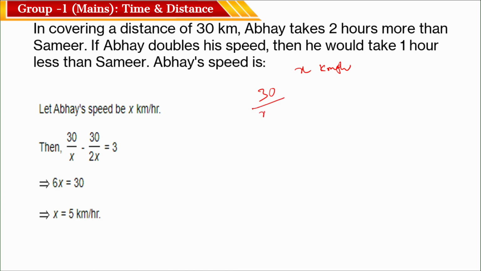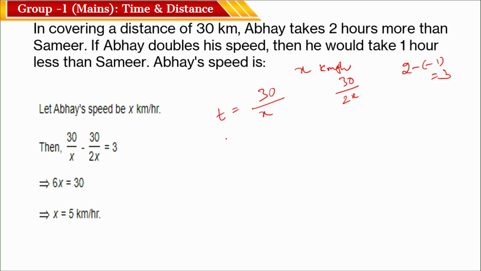Distance by speed is equal to time, as you know. So, t is equal to 30 by x. But for the same distance 30, when he doubles his speed, so you are saying x is the speed of Abhay's vehicle now, when he doubles it means 2x. Then he would take 1 hour less than Samir, meaning previously 2 hours more, now 1 hour less, which means 2 minus of minus 1, which is 3.